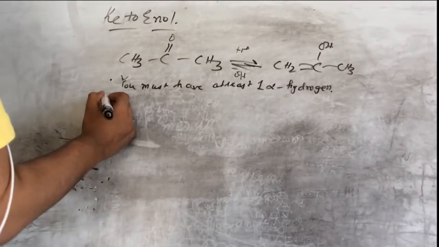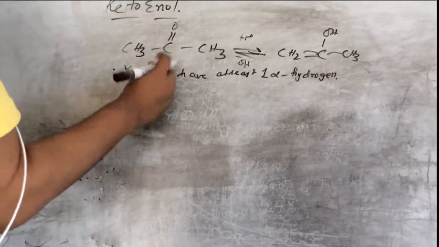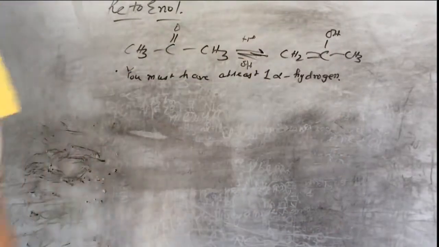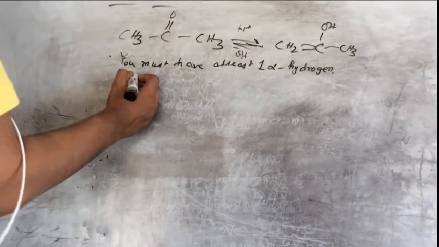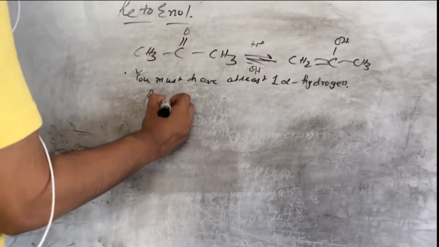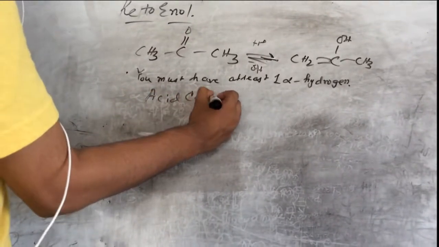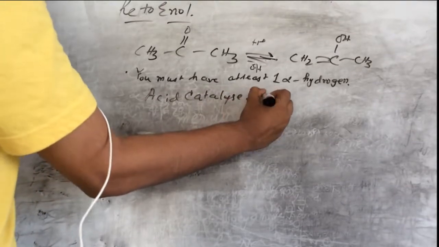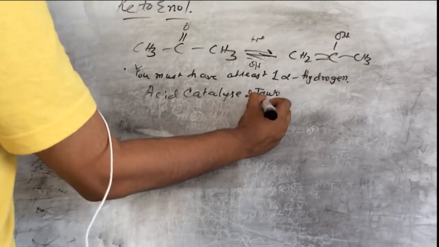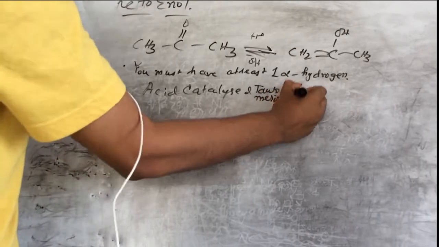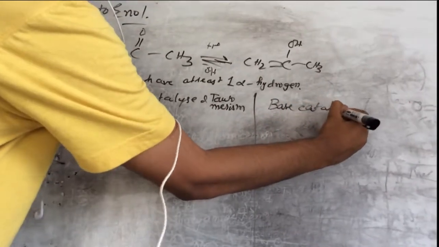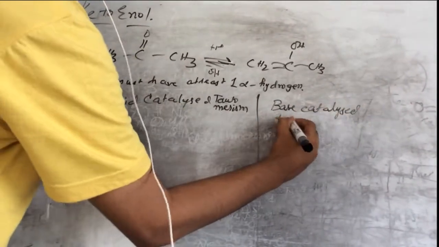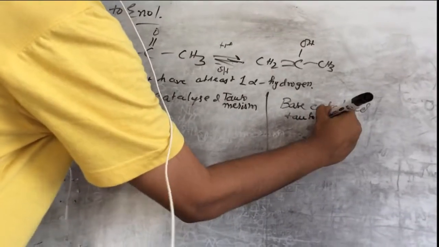So there are two paths by which you can convert this keto to enol, and hence two reaction mechanisms. One is the acid catalyzed tautomerism, another is the base catalyzed tautomerism.